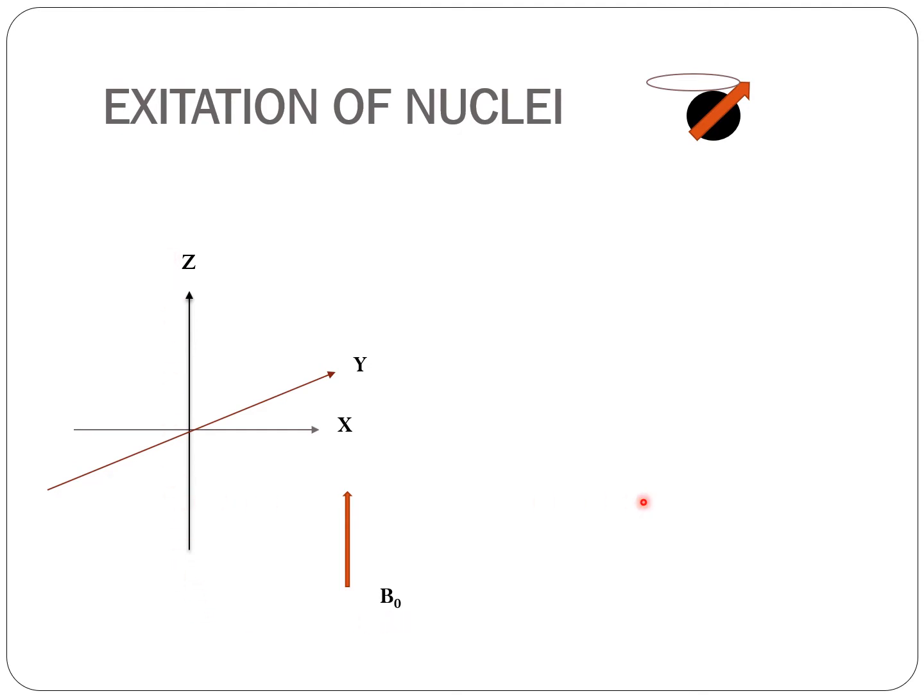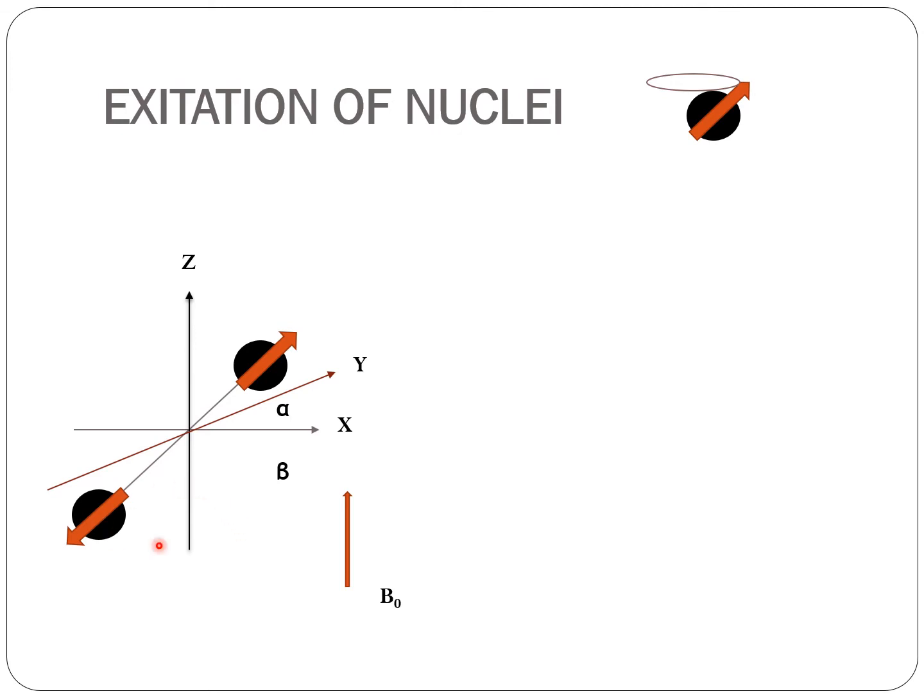Now what happens? The nuclei will be split into two. One has higher energy, one has lower energy. These are called alpha and beta states. Whenever an external magnetic field is placed along the z-axis, what happens immediately? The nuclei will be split into two halves, that is alpha and beta states. Alpha is the lower energy, whereas beta is the higher energy.